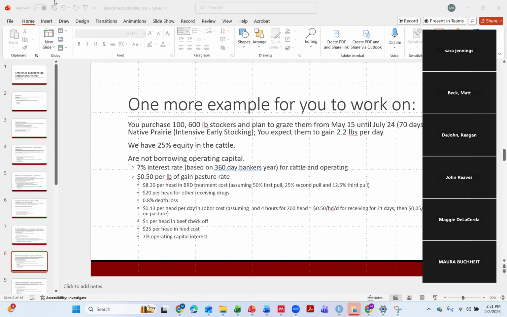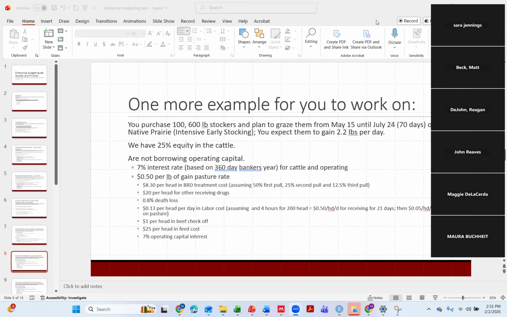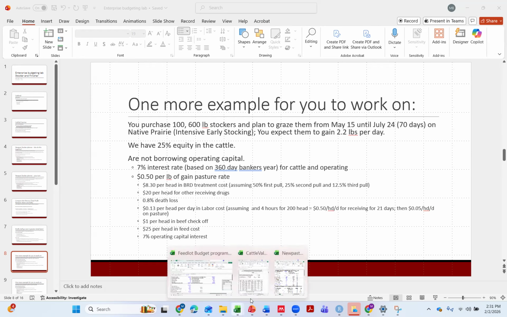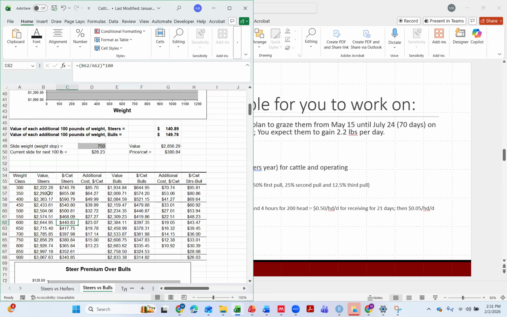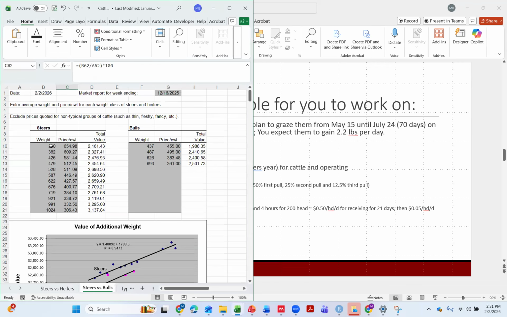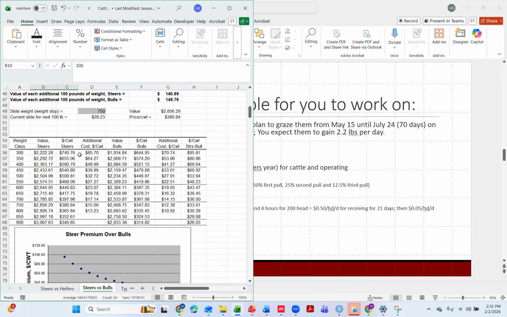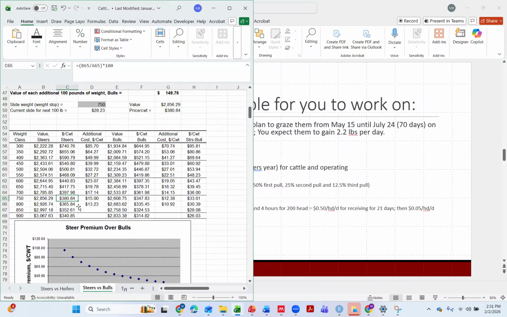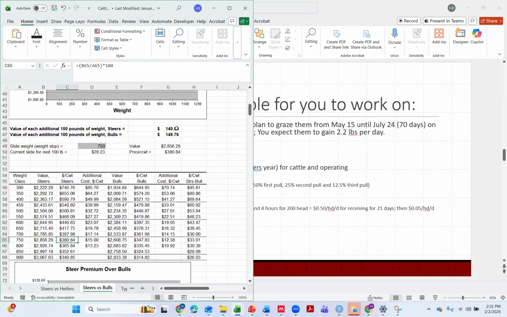For the weight at 750, do you want us to use what we used for the last one too? Yes. Can you tell me what that was again? All right, so we'll go here to this cattle value calculator where we pulled these steers' values. Here we have a 750. It says 380.84. And then use that same value of gain from the cattle value, this 140.89.